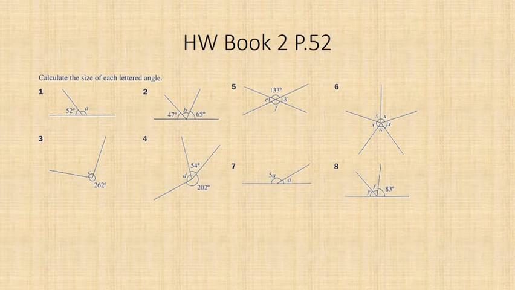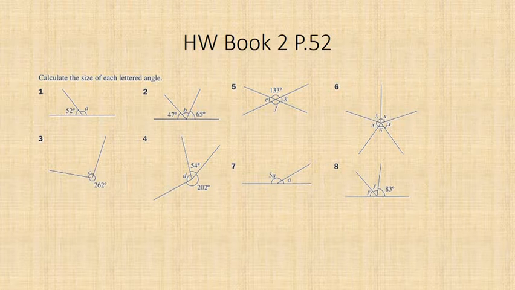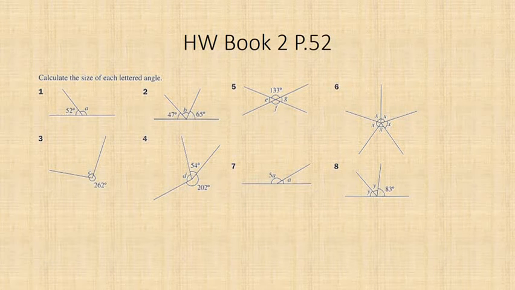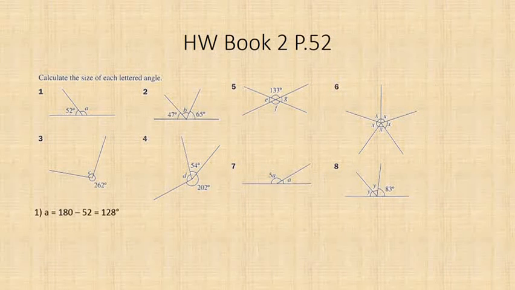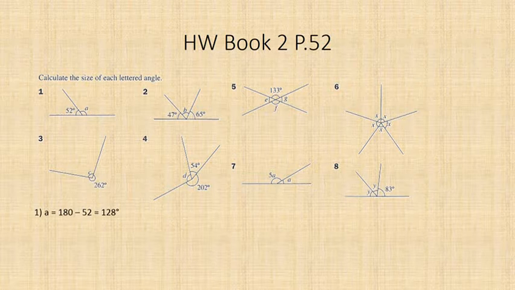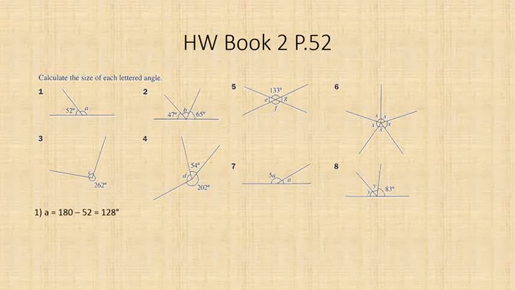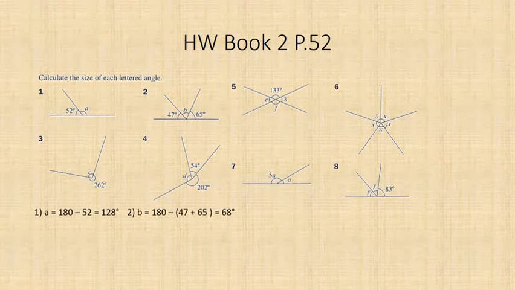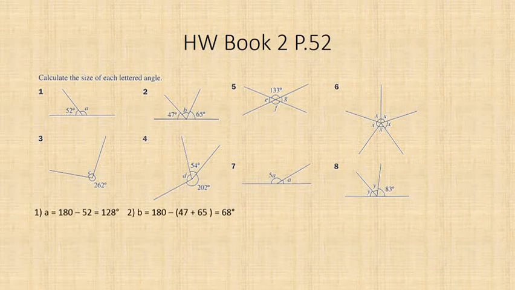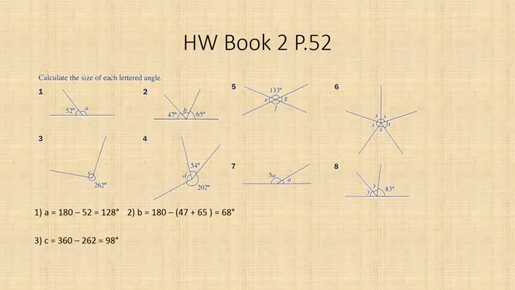Okay, let's go for homework book 2, page 52. Calculate the size of each lettered angle. Here, the same thing. A here equals 180 minus 52. So 180 minus 52 equals 128 because they are supplementary angles. Question 2 here, I'm adding these two angles and subtracting them from 180 to get B. So B is going to equal 68 degrees. And for C, its angles are around a point. So 360 minus 262. So the answer is 98.